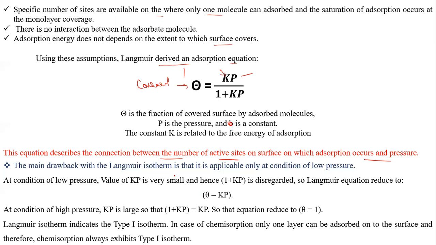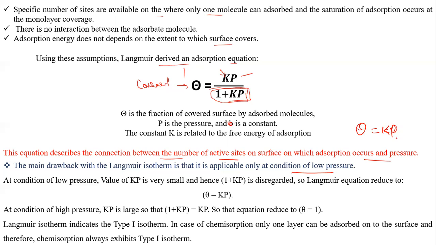However, there are some disadvantages of the Langmuir isotherm. One is that it is only applicable at very low pressure. So what happens at low pressure? The value of P is very small. Hence, the Kp in the denominator is very small compared to 1. In this case, we can say that phi will be equal to Kp. So if P is very small, I can neglect the denominator part. The phi, that is the surface area covered, will be directly proportional to Kp, that is the pressure.